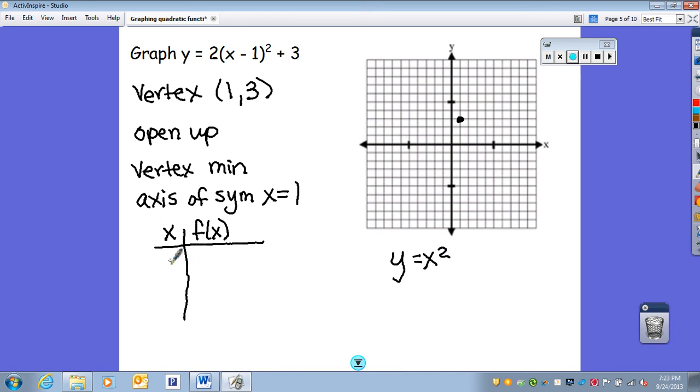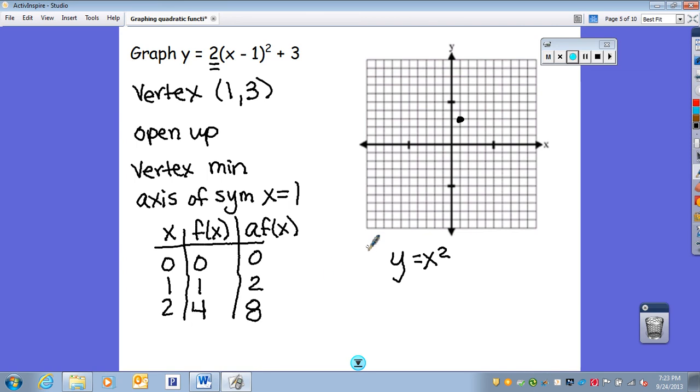So I can plug in several values. Let's plug in 0, 1, and 2 to begin with. Remember, if I plug them into the parent function, 0 squared is 0, 1 squared is 1, and 2 squared is 4. So we're going to create another column on our table called a times f of x. In other words, I'm going to multiply the leading coefficient of this parabola, which is 2, times each of my y values, my f of x. 2 times 0 would be 0, 2 times 1 is 2, and 2 times 4 is 8.